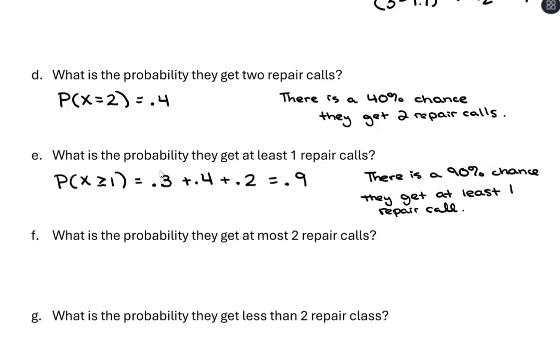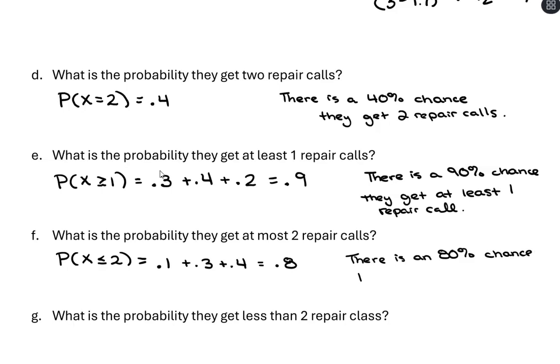What is the probability they get at most 2? So that means 2 is the largest. So we want the probability that x is less than or equal to 2. So 2 would be the largest, and then we're going to include everything below. So with that, we would be adding up the 0.1, 0.3, and 0.4, which would be a 0.8. So there is an 80% chance they get at most 2 repair calls.